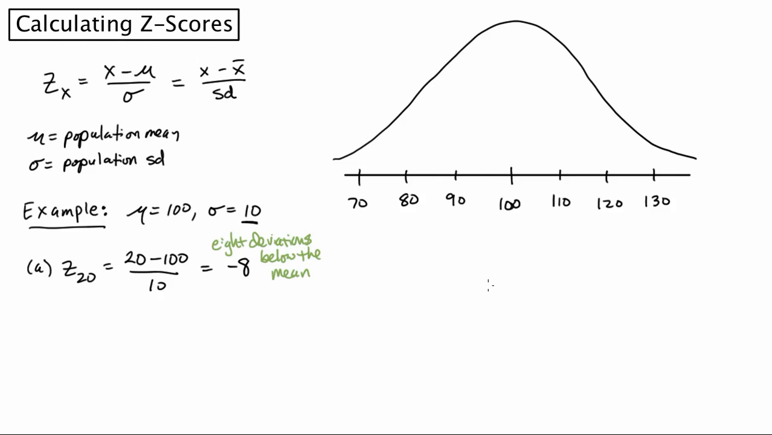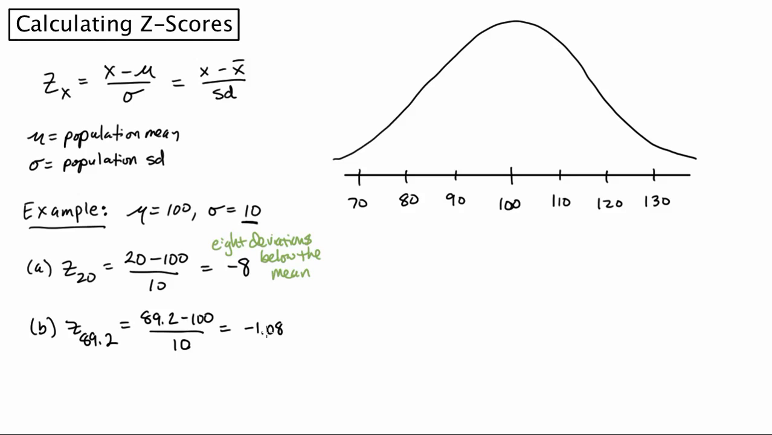Let's try another one right quick. Let's try one that's a little bit more realistic. How about a z-score corresponding to the data point 89.2? So using the formula here, we get negative 1.08. Alright, so this is good.